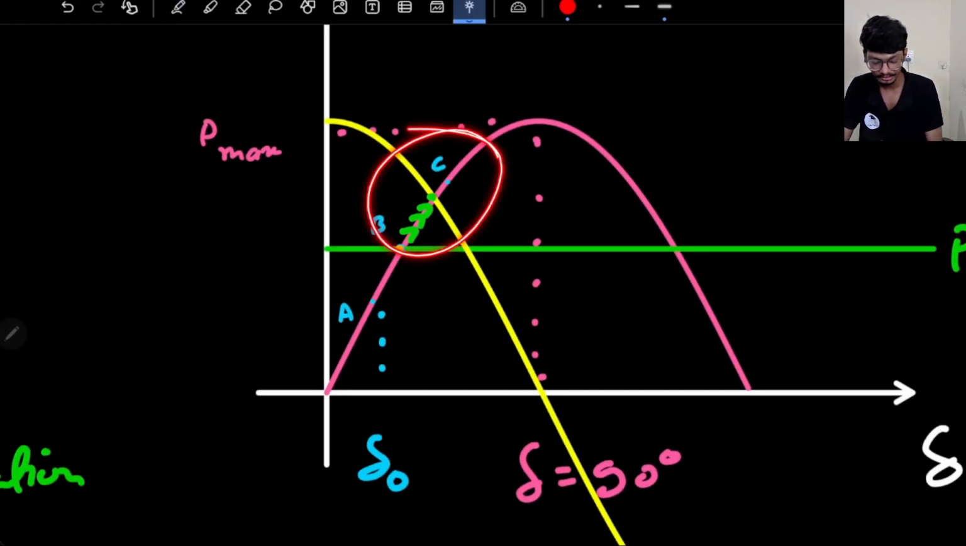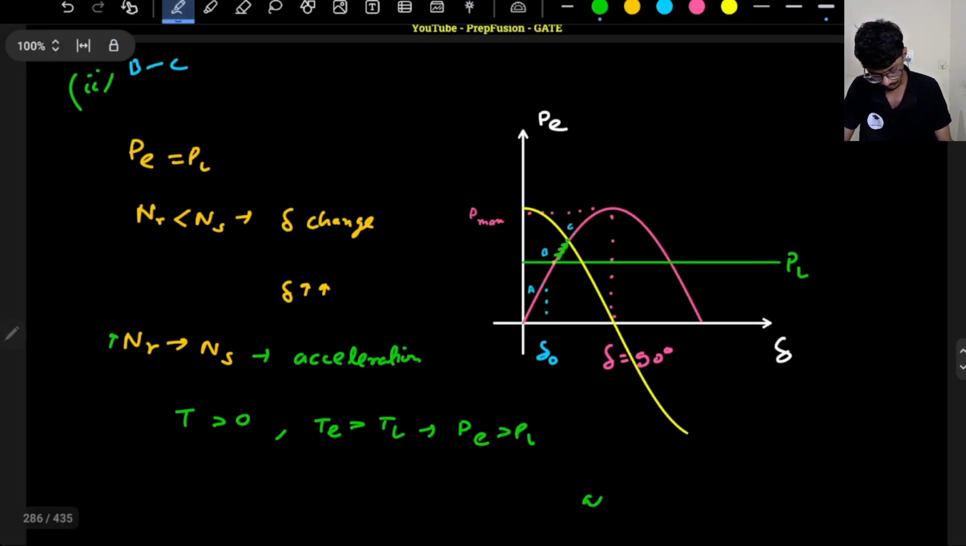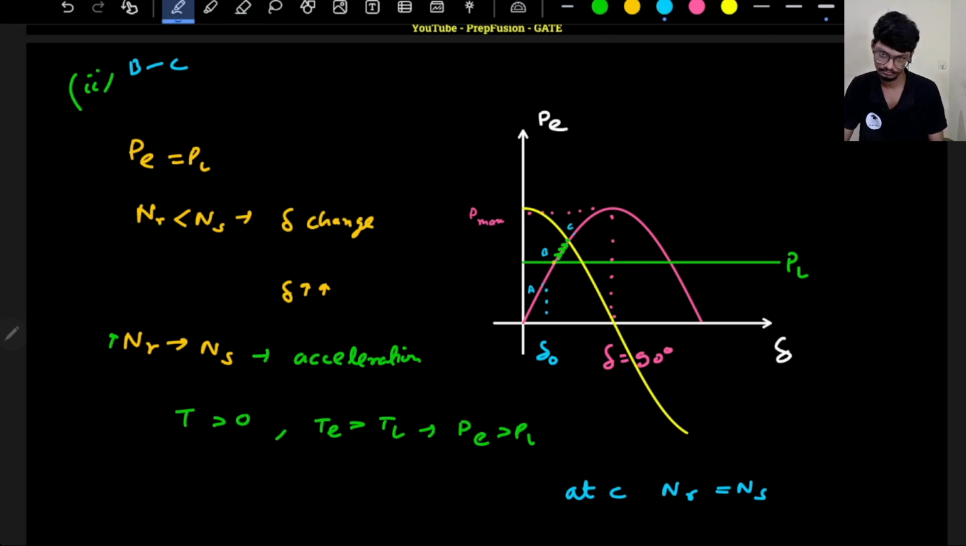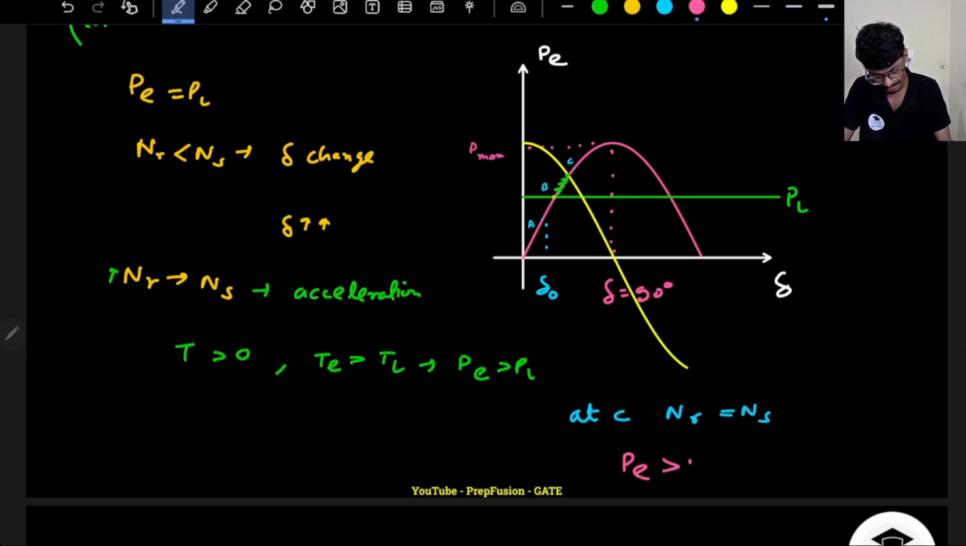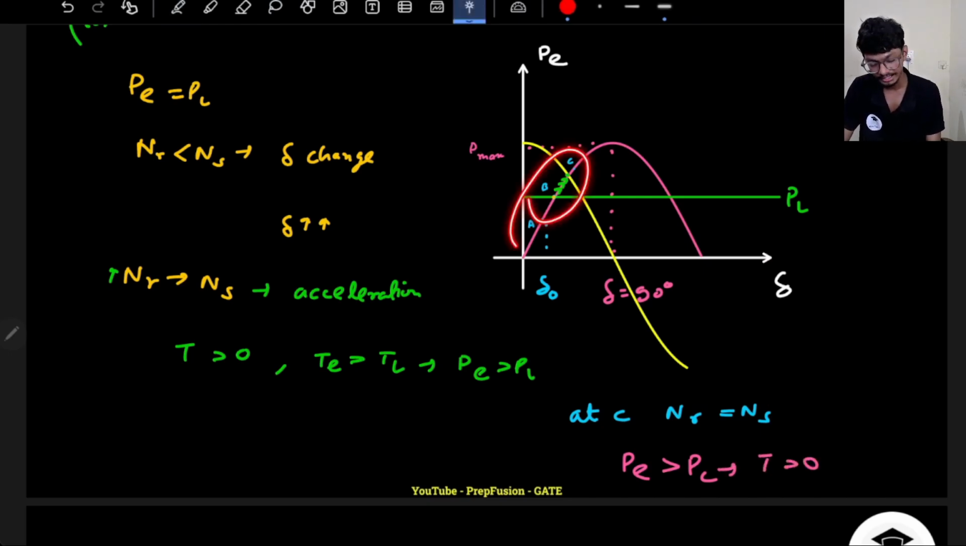Now here another interesting fact happens. As soon as I reach point C, my NR is equal to NS. But is it steady state now? No, it is still not steady state. Why? Because this time my PE is greater than PL, right? So I am getting a positive torque, so it will feel like acceleration.